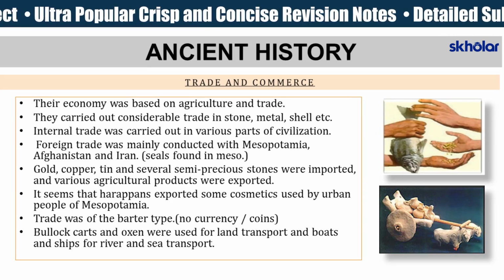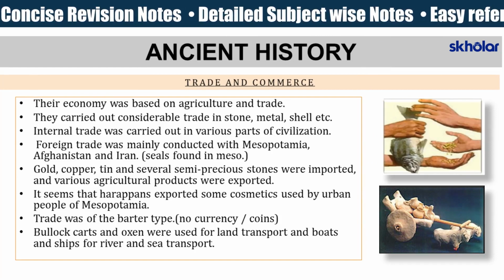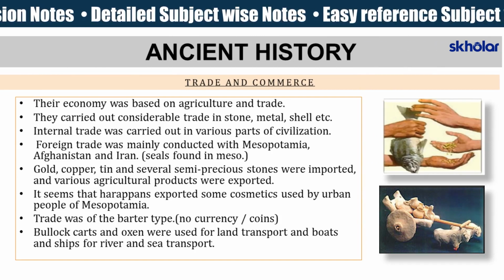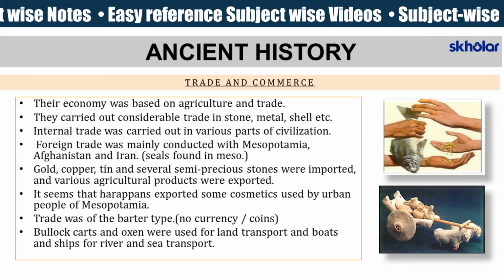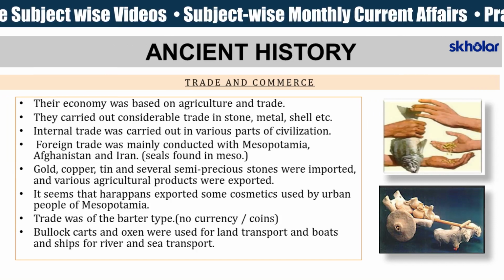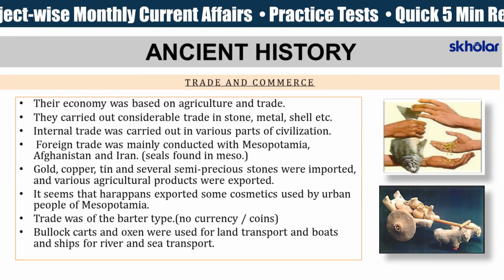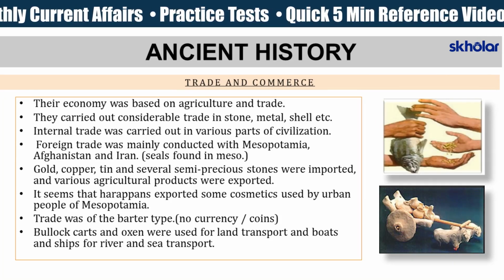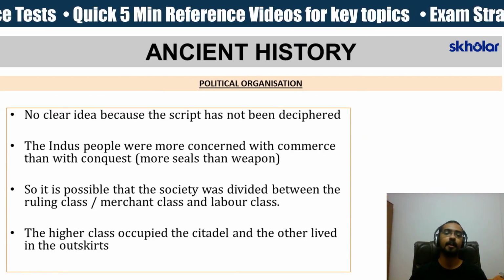Gold, silver, tin and several precious stones were imported and agricultural products were exported, because they were predominantly an agricultural society. Harappan people used to export some cosmetics to the urban people of Mesopotamia. Trade was of barter type because we do not find any currency from the remains of the Indus Valley. Bullock carts and oxen were used for land transport, and boats and ships for river transport. So let's move on to the next feature, that is, the political organization.